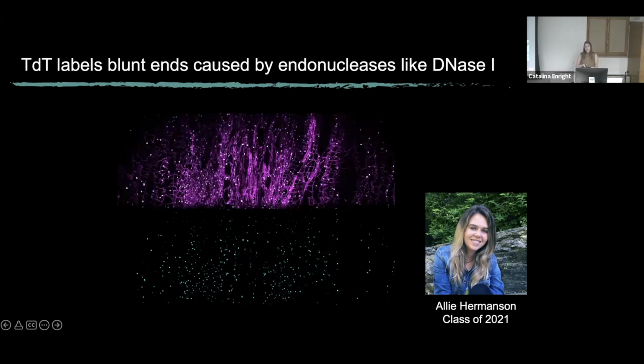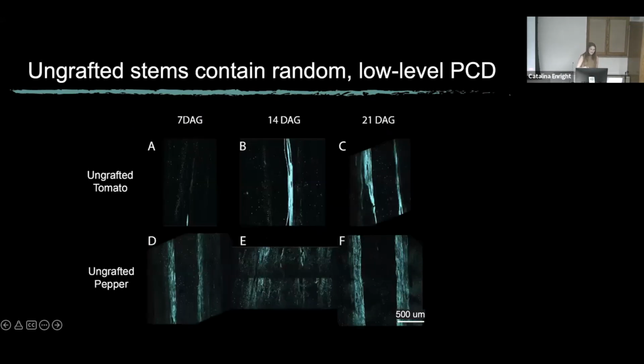And in my work, I also counterstained all of this with propidium iodide so that we could orient ourselves inside of the tissue. But for the rest of my slides, I'm not going to show the propidium iodide, just for time. You'll have to believe me when I say that we are, in fact, in the graft junction. So here are ungrafted stems at 7, 14, and 21 days after grafting. These really bright strands that you see are autofluorescence coming off of the xylem. So they can be kind of distracting when you're trying to look at these.